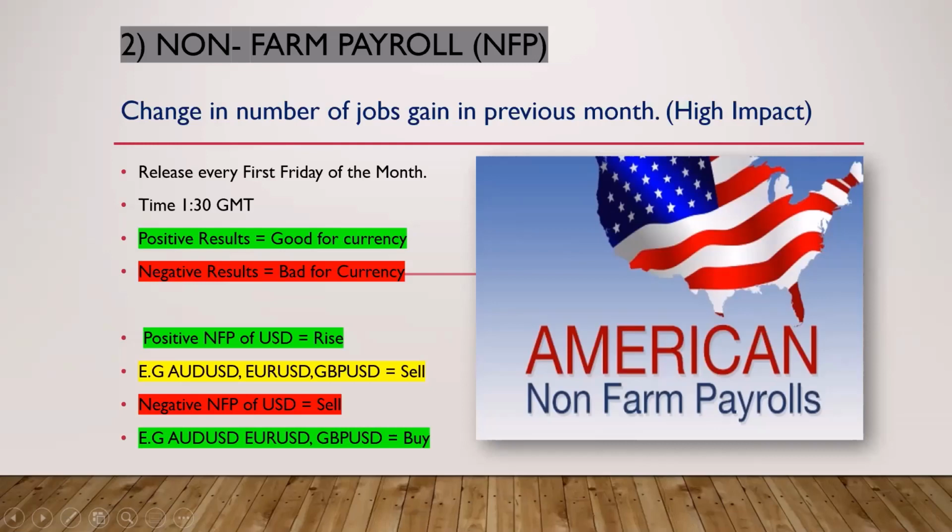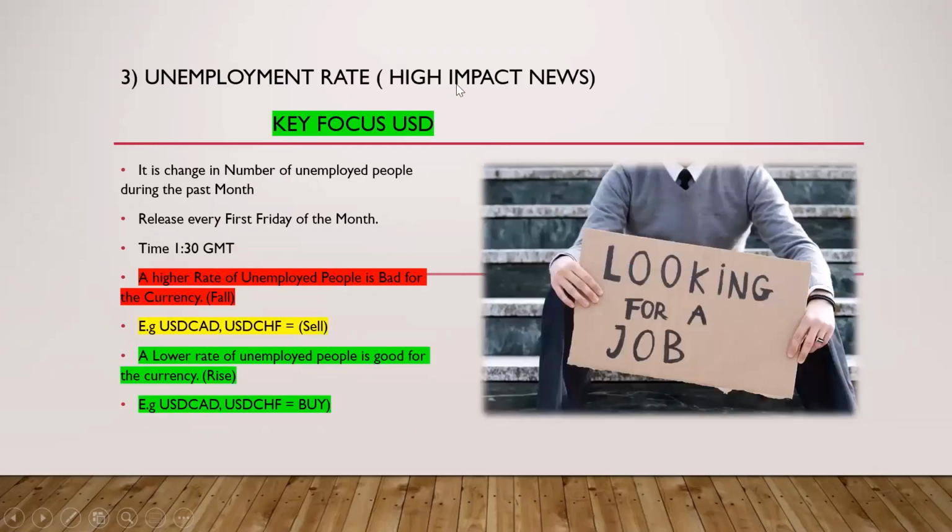Now, another factor, which is factor number 3, is the unemployment rate. It is also a higher impact news. The key focus is still the US dollar. That's what we're using to analyze now. These are the 3 factors that affect currencies, and they are also higher impact news.